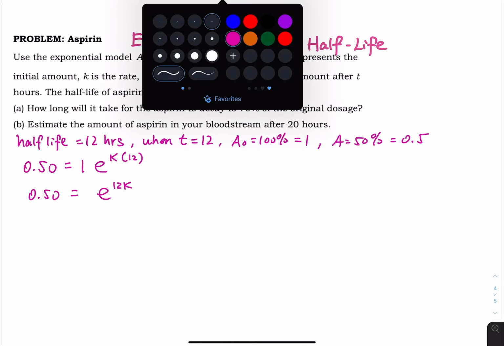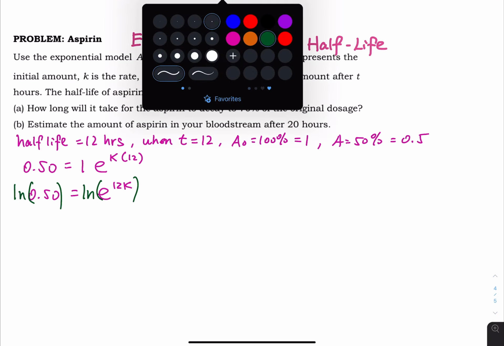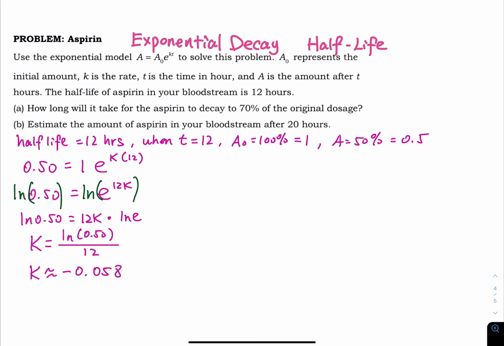Then I take the ln on both sides. So ln of the left-hand side and ln of the right-hand side. The next step: we have ln 0.5 equals, bring the exponent down, 12k, and then multiply by lne. lne is equal to 1, and then the rate is equal to ln 0.50. Remember, you close the parenthesis when you do the computation in your calculator, divided by 12. And then k is approximately negative 0.058. So that is my rate.